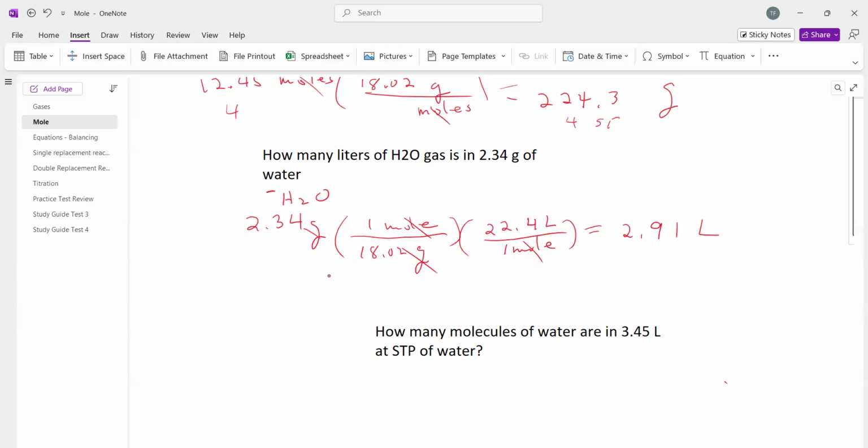Now liters are uppercase L. Milliliters is little m, big L. Now that's the first two-step problem we have. So if in doubt, convert to moles, because it's a universal unit. Everything relates to moles. So if in doubt, convert to moles and then go from there. Think of it as like a spoke on a wheel. You always go through the hub of the wheel, which is going to be moles.